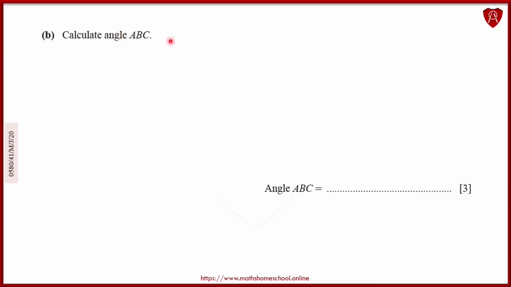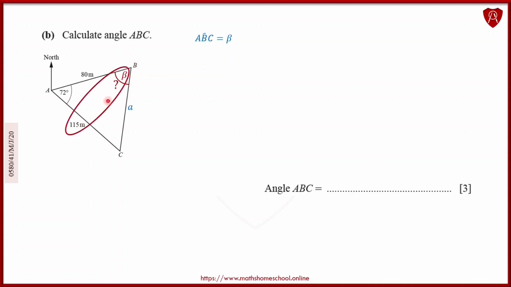Calculate angle ABC. We got our diagram here. Angle ABC is this one, ABC. Let's rename it as beta and label that as the angle we need to find. Looking across, we have the opposite side and another pair of an angle and a known opposite side. Perfect setup for the sine rule. Put sine beta as the numerator on the left side and complete the sine rule.